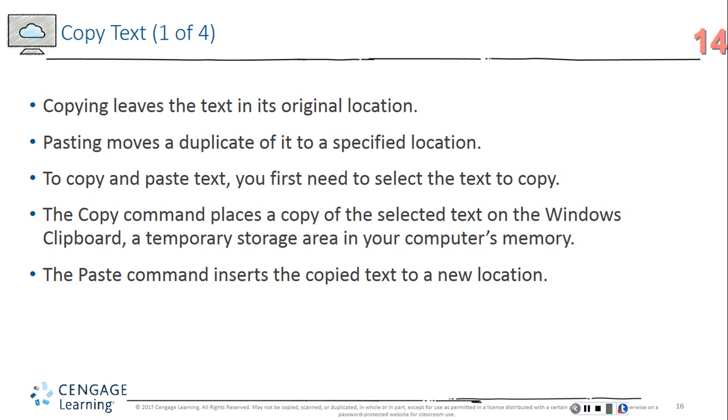The third bullet point, to copy and paste text, you'll first need to select the text to copy, just like we talked about on the previous slide. You can use any of those selection options to select the text. And then what the copy command actually does is place a copy of the selected text on the Windows clipboard, which is a temporary storage area in your computer's memory. And then when you decide to paste that text, the paste command inserts the copied text into a new location, wherever you put your cursor and decide to insert that text.